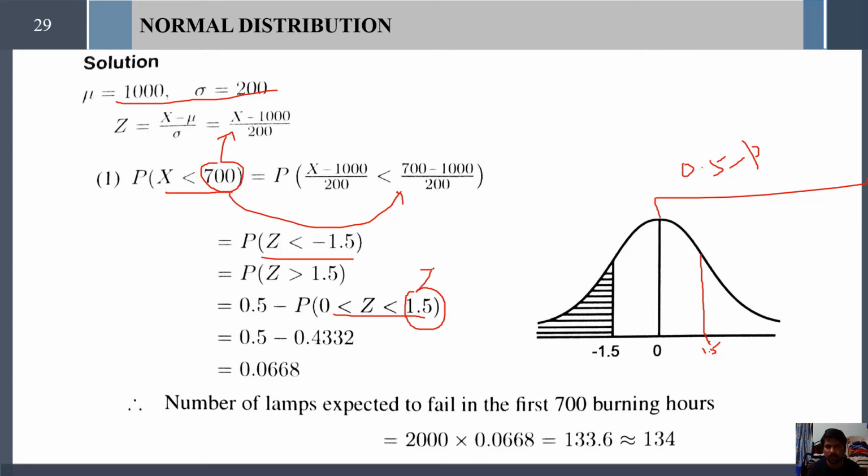Look at the 1.5th row and the 0th column, because 1.5 is available in the table. This value is 0.4332, referring to the normal table. Subtract this value from 0.5 and multiply with 2000, then we get 133.6, that is approximately 134 bulbs.